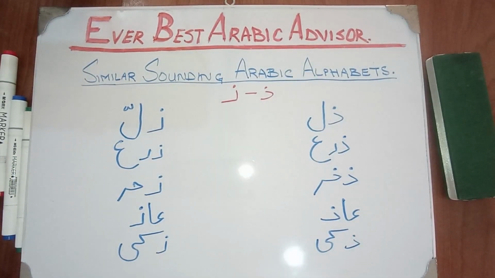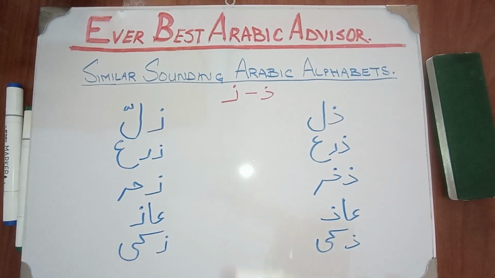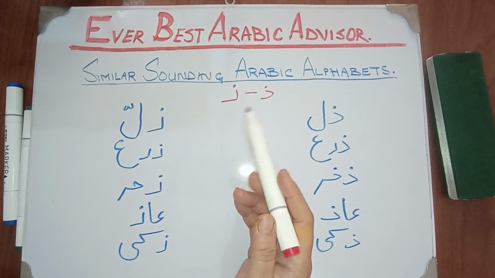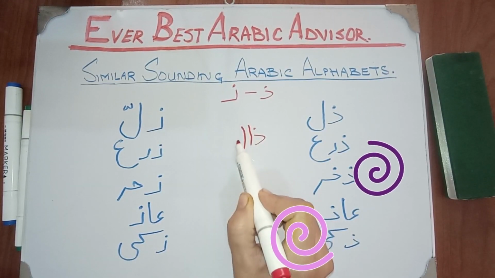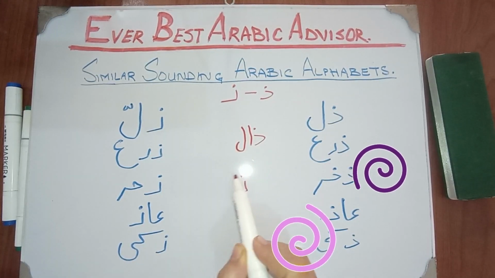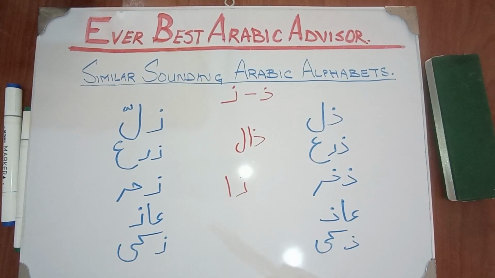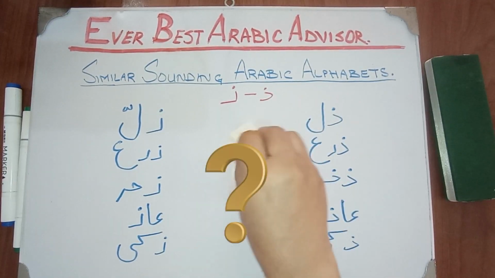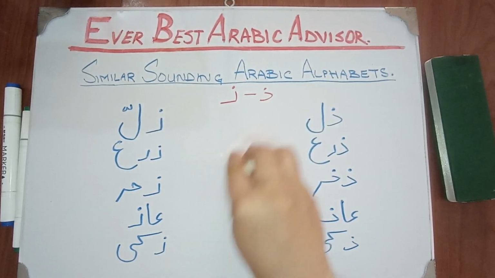Zal and zo. Zal and zo. They are very confusing, even by pronouncing zal and zo. These are two letters which are confusing to the beginner in Arabic alphabets. Are you also confused? Let's move to the video. I will help you in this video how to pronounce and how to differentiate between them.